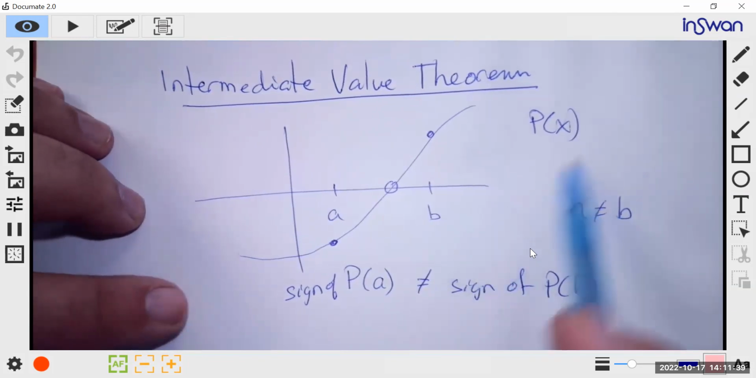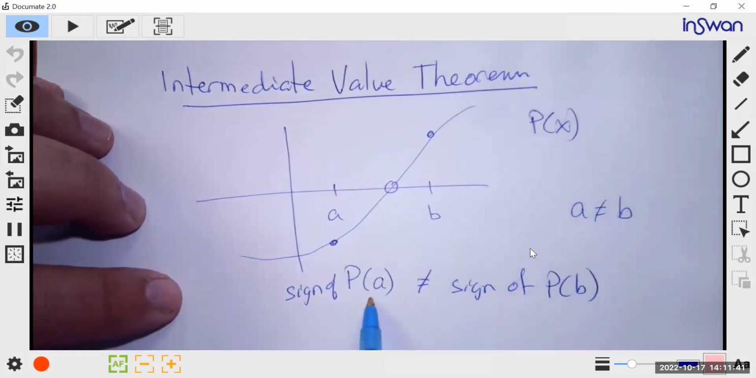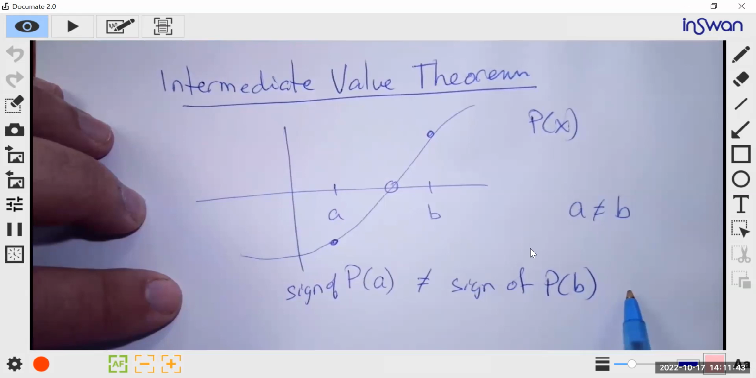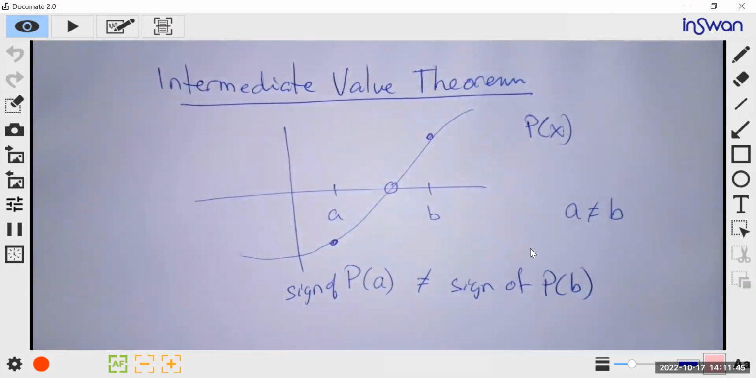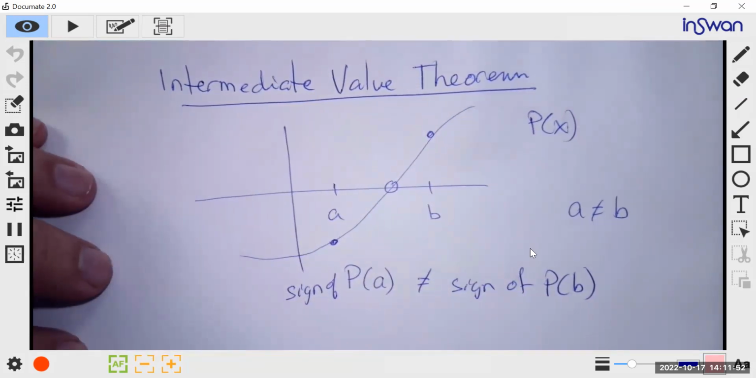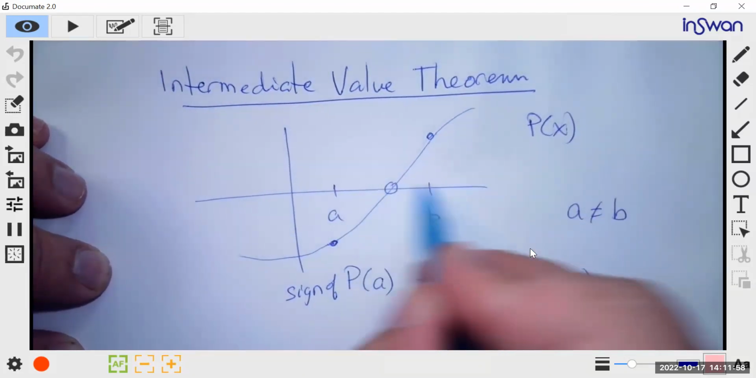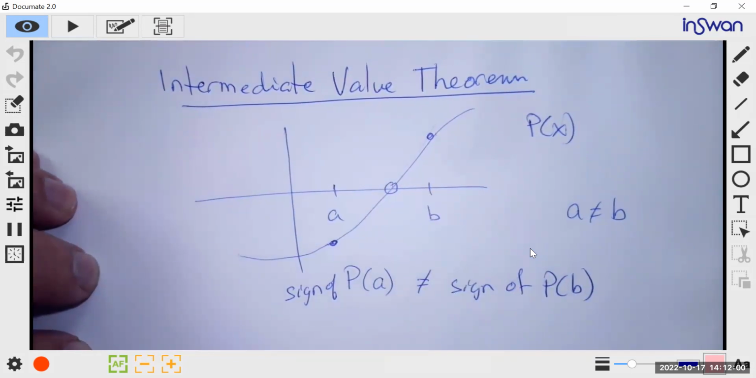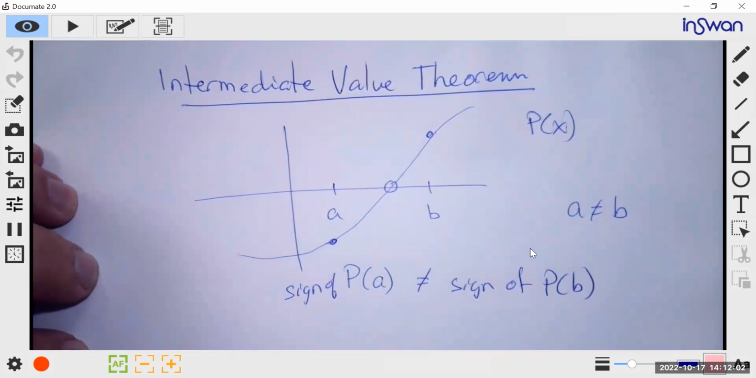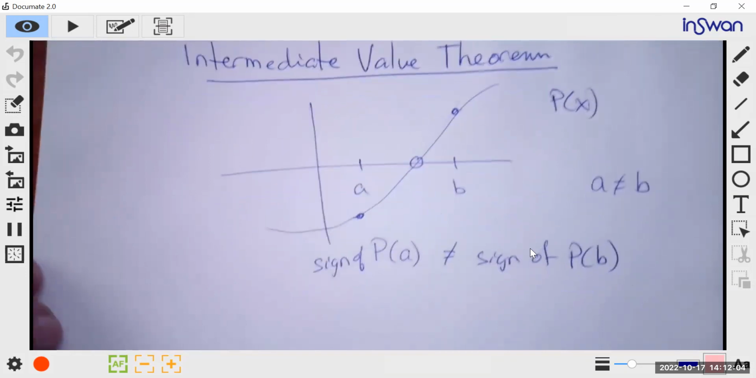So if you have a continuous function and at 2 points, if they have different signs, then all it tells us we will have at least one x-intercept between those 2 points. Because if one of them is negative, the other one's positive, the only way you connect them is by crossing the x-axis. That's what the intermediate value theorem tells us.